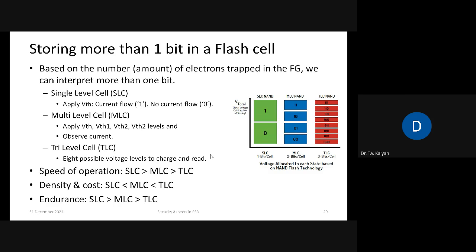If you look at the endurance, it is again reverse, because we need to apply multiple threshold voltages even for a single read, right? It is going to further stress the metal oxide layer, so the endurance is less for the TLC when compared to SLC.